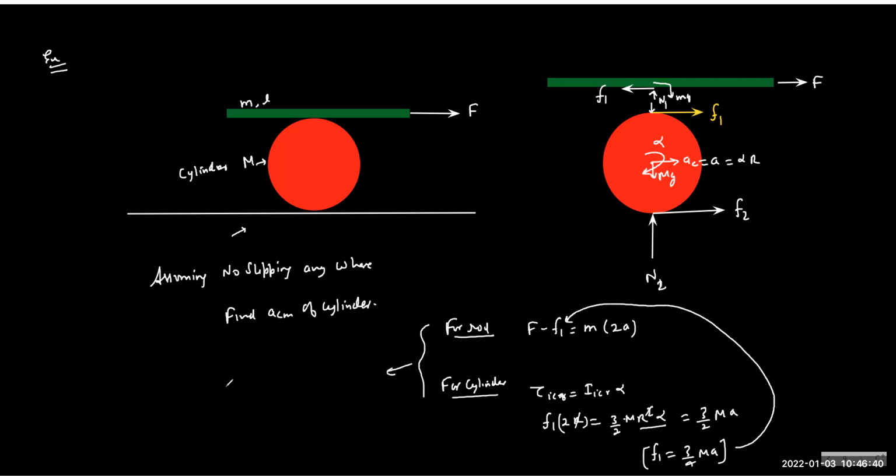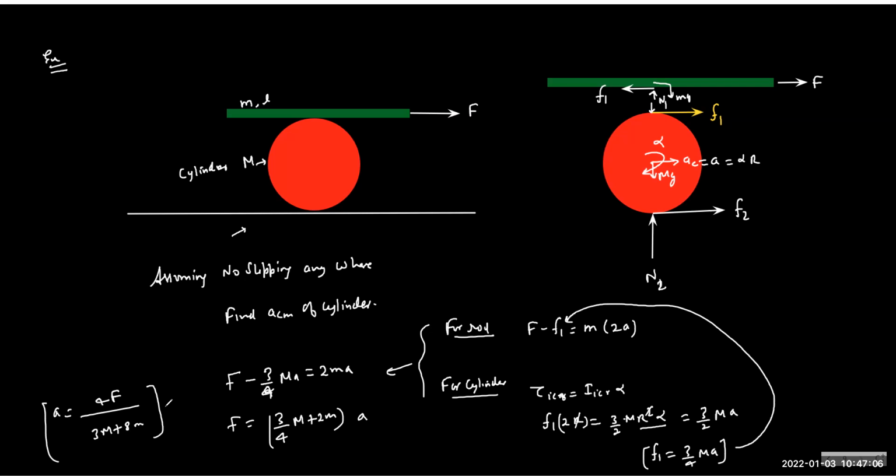And once you do so, it's very easy. F minus 3 by 4 capital M A is 2 small m A. And therefore F equals (3 by 4 capital M plus 2m) whole into A, and so A is 4F upon (3M plus 8m). So things are not very difficult, but you need to practice a lot to actually understand how to manipulate things very fast and efficiently.